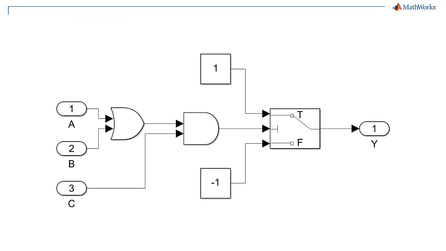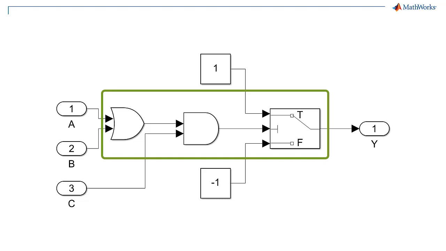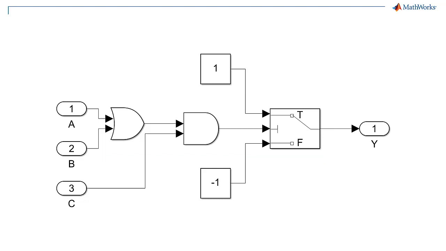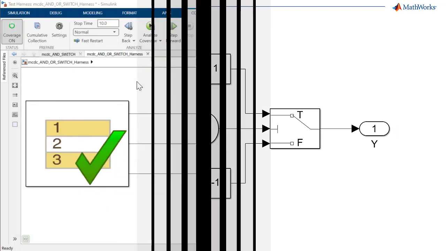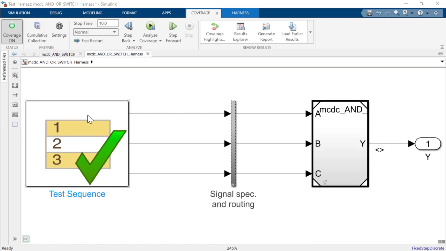Here is a simple example to explain the concept. This model has an OR gate, AND gate, and a switch with three Boolean inputs A, B, and C, and integer output Y. To achieve full MCDC, we need to develop test vectors that ensure that each of the inputs independently affects the output. We can write the test case in a test sequence block.